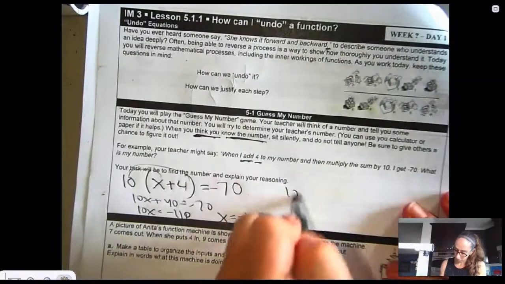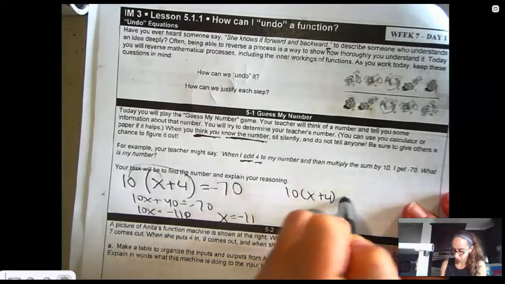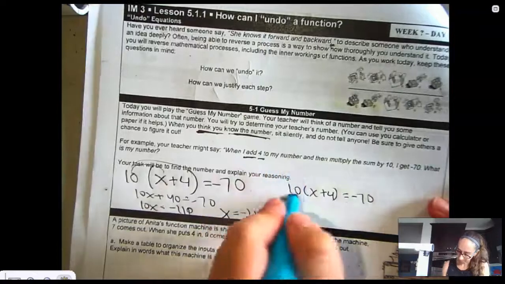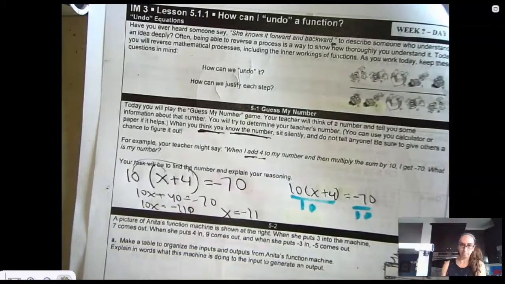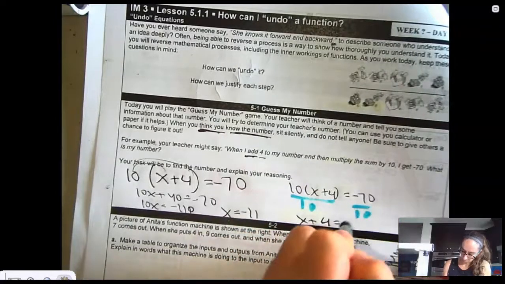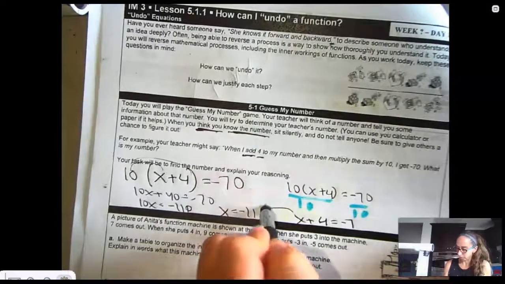Now, I actually want to challenge you and show you that I would have actually solved this problem differently. I would have divided by 10. I think that would have been way quicker. I want you to think about that when we get through this problem. And then now, x equals negative 11.